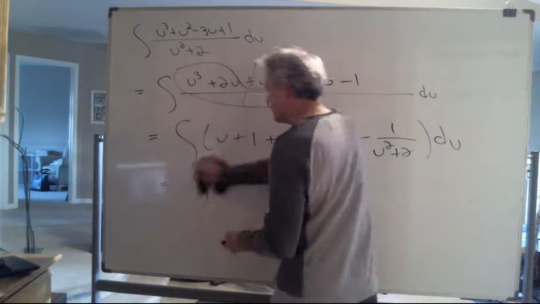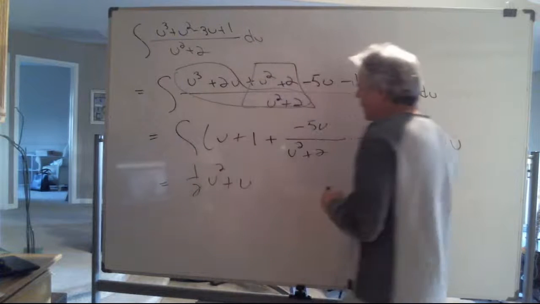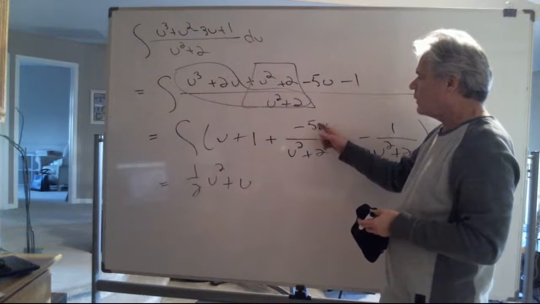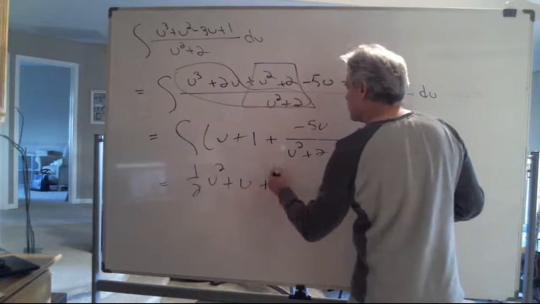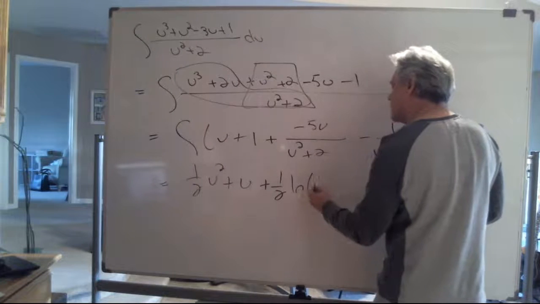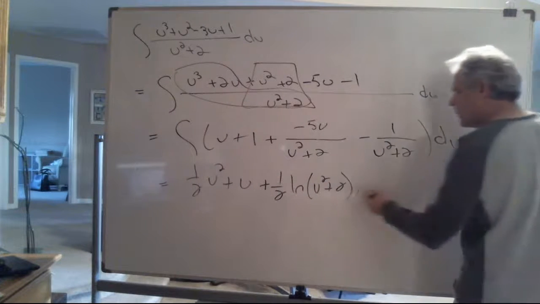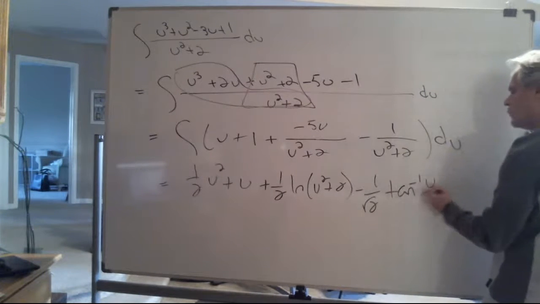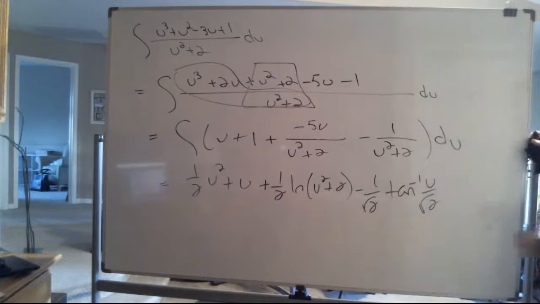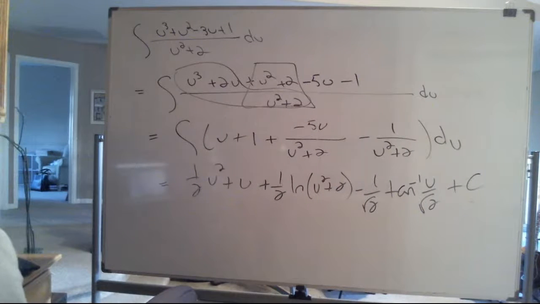Let's think of this. Now imagine there's a 2u upstairs, plus a negative 5, and compensate for the 2 by multiplying by 1/2. Isn't that going to give us a plus 1/2 times the natural log of u squared plus 2? And over here, isn't that going to give me a minus 1 over root 2 times the inverse tangent of u over root 2? Oh, and don't forget, we'll tack on the constant of integration. Piece of cake.